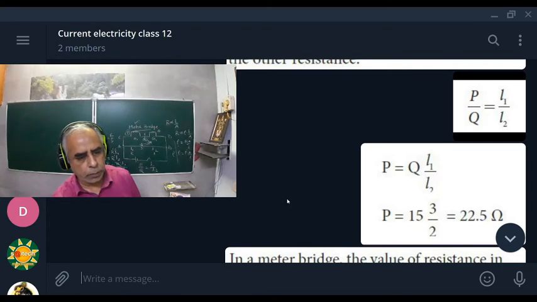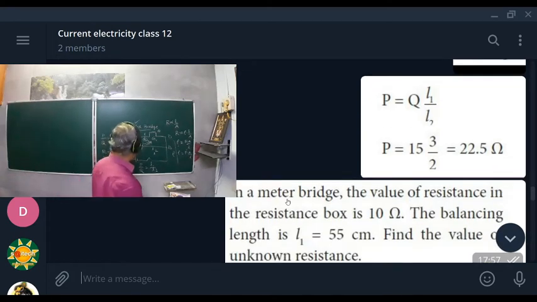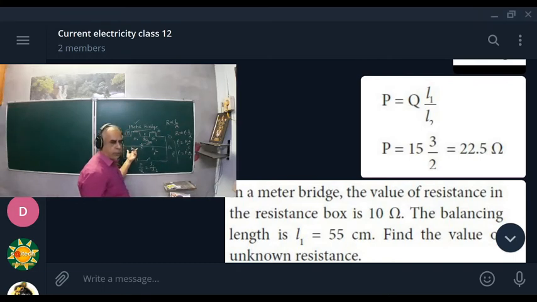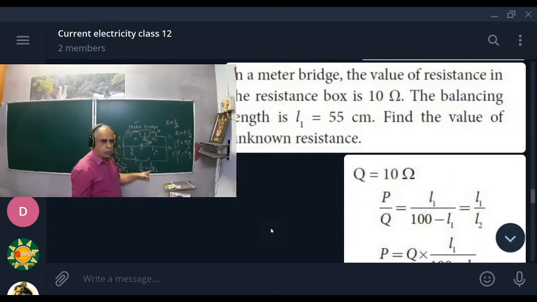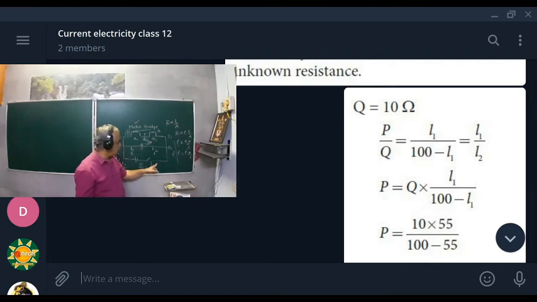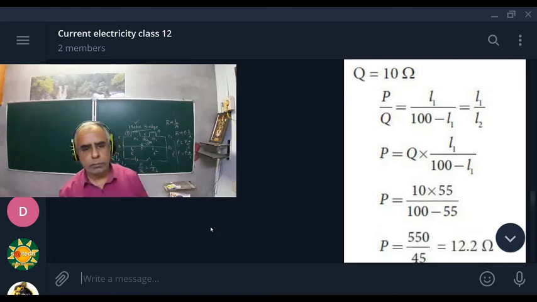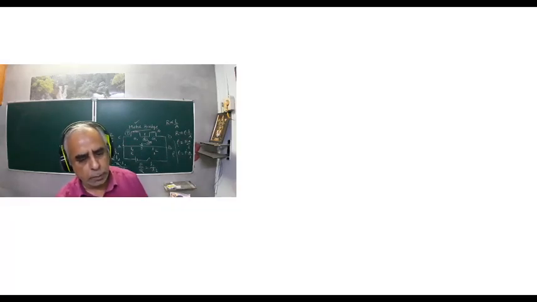And look at the next problem. Here one length is given as 55 centimeter. Then what about the next one? After all, the total length is 1 meter. So the other one should be 100 minus 55, since 100 centimeter is equal to 1 meter. So 100 minus 55 is 45. So you have two lengths and the resistance is given as 10 ohms. Once again you can do the same thing. L1 is 55, L2 is 45 and Q you have got 10. So find out the value of P. Is it clear?